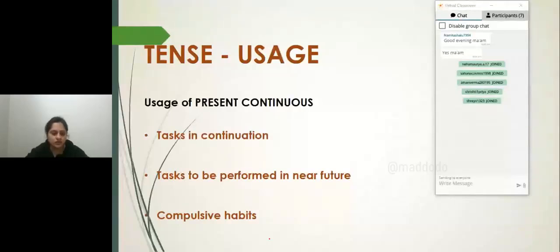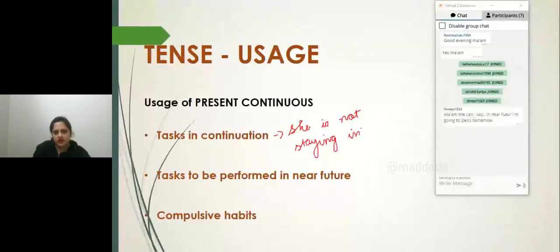I am speaking to you, right? She is not staying in London, in Delhi. Okay, she's not staying in Delhi, for example. Yes, I'm going to Delhi tomorrow, near future. Yes, definitely. In the near future, if there is an action that is going to happen, right? "I'm going to Delhi tomorrow" is correct. I'm going to watch television in the later half of the day, right?